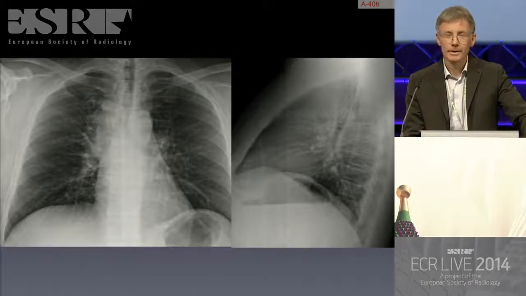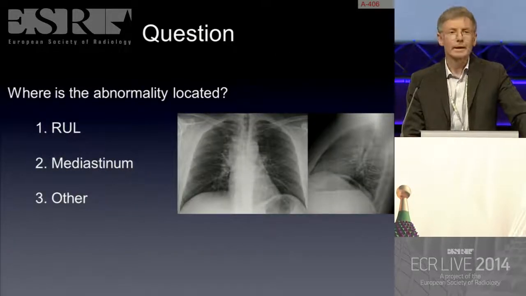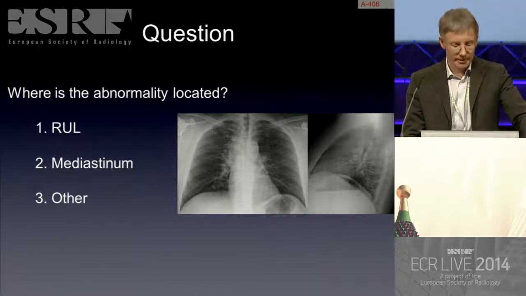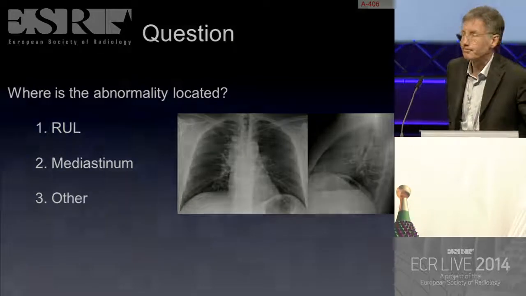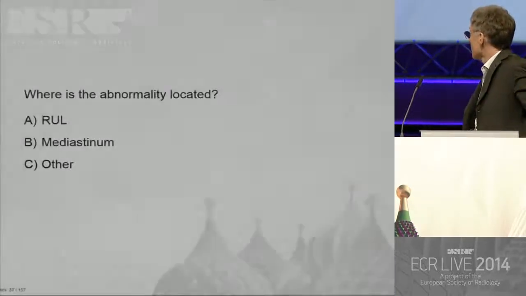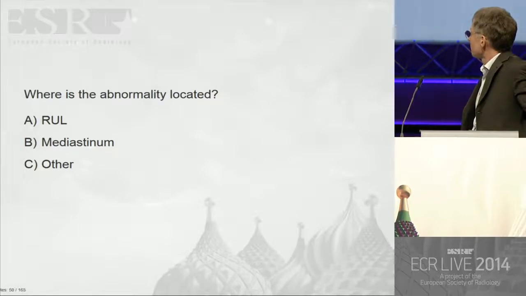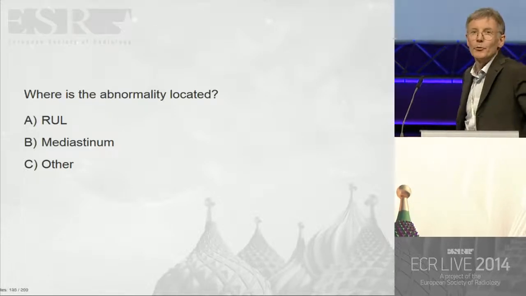Now, the question on this case is, where is the abnormality located? Right upper lobe, mediastinum, or other? So please vote now. I think we'll have the results when we get to 100, please.